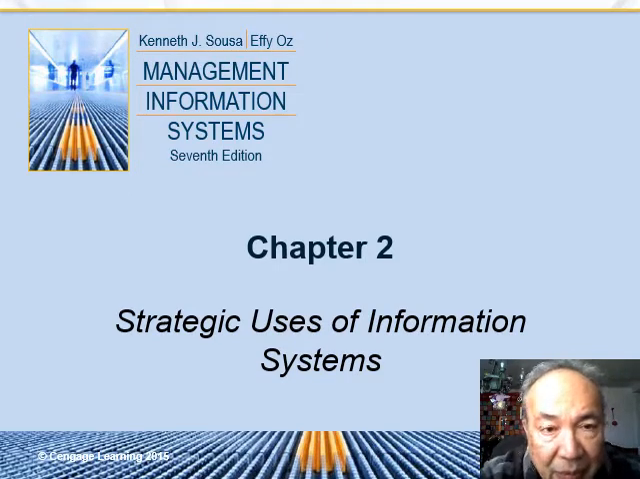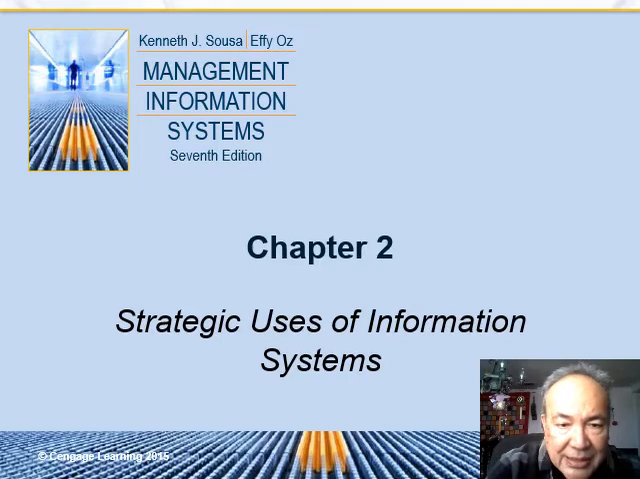So today we'll be talking about strategic uses of information systems. Now, what is the meaning of the word strategic or strategy? Strategy is a plan for 3 to 5 years. Okay, 3 to 5 years. So you plan the use of information systems for 3 to 5 years.